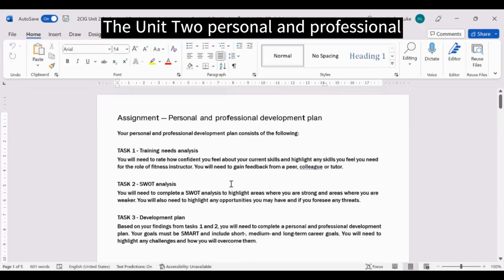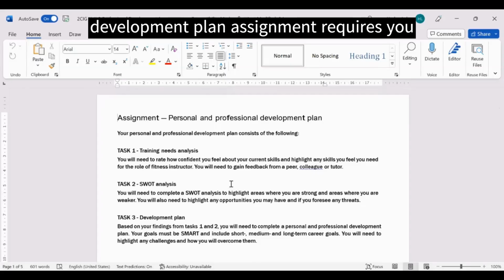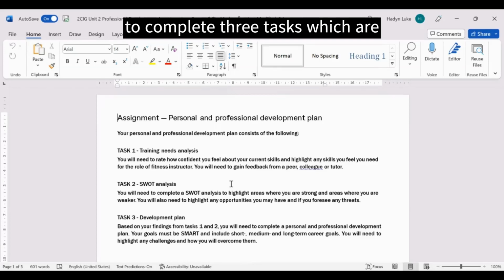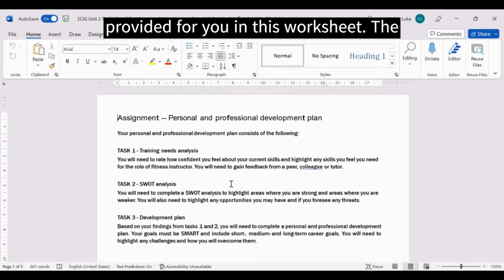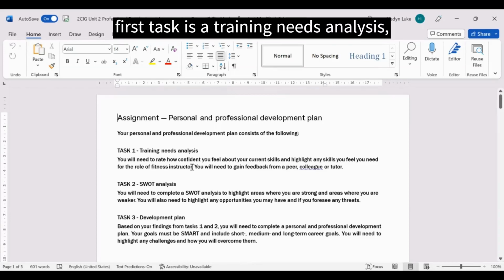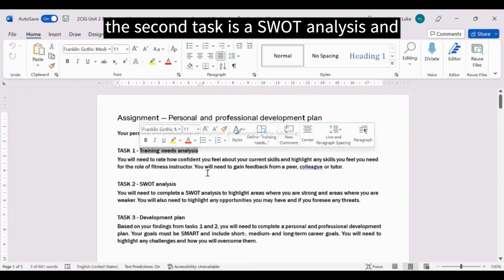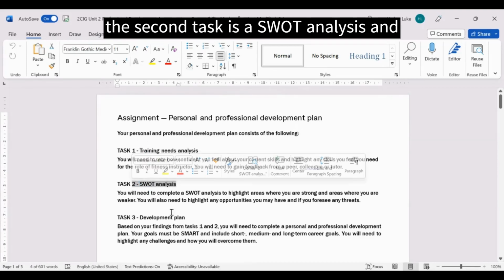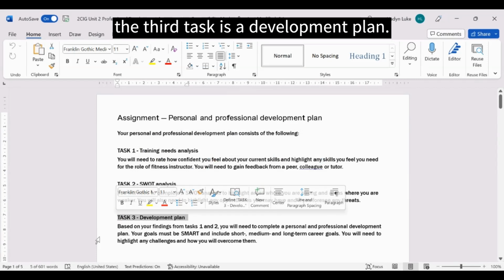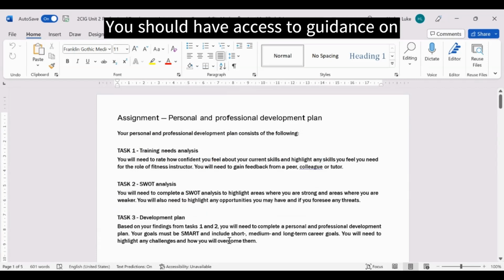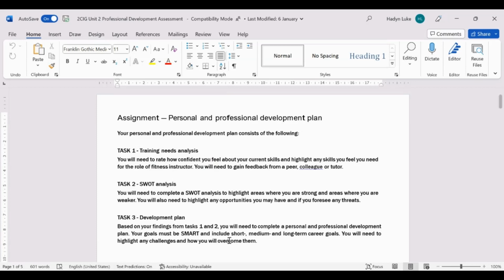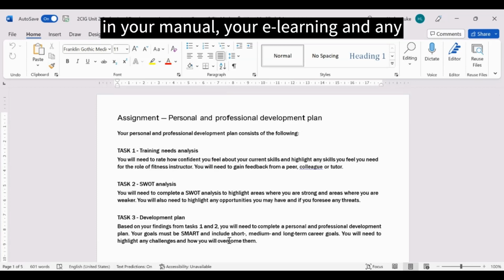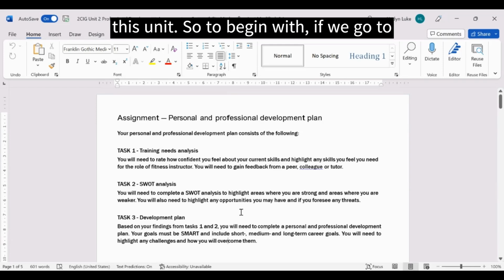Unit 2, Professional Development Plan Assignment, requires you to complete 3 tasks which are provided for you in this worksheet. The first task is a training needs analysis, the second task is a SWOT analysis, and the third task is a development plan. You should have access to guidance on how to complete these 3 tasks in your manual, your e-learning, and any other resources that are provided for this unit.